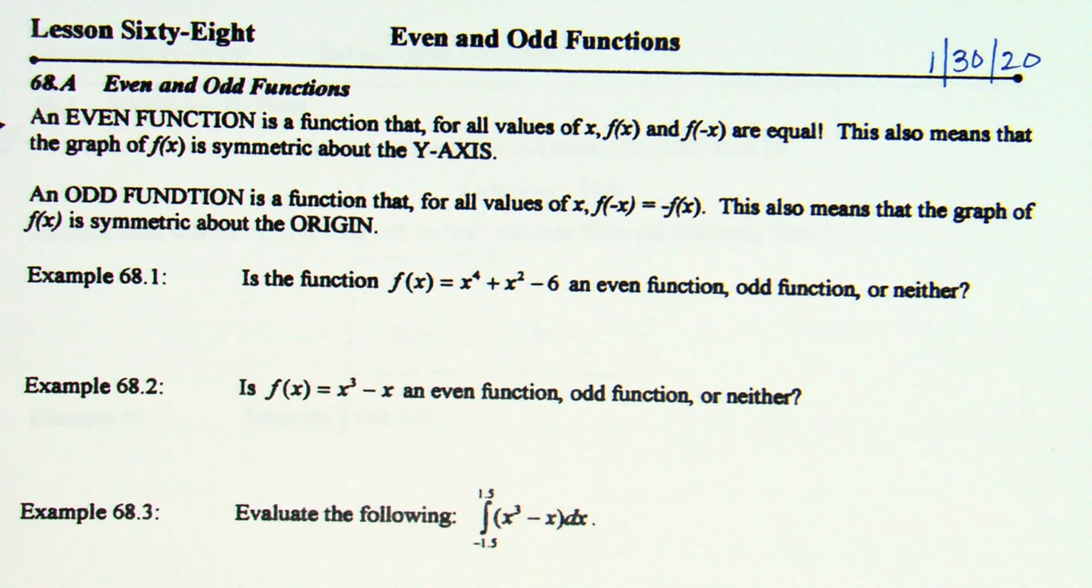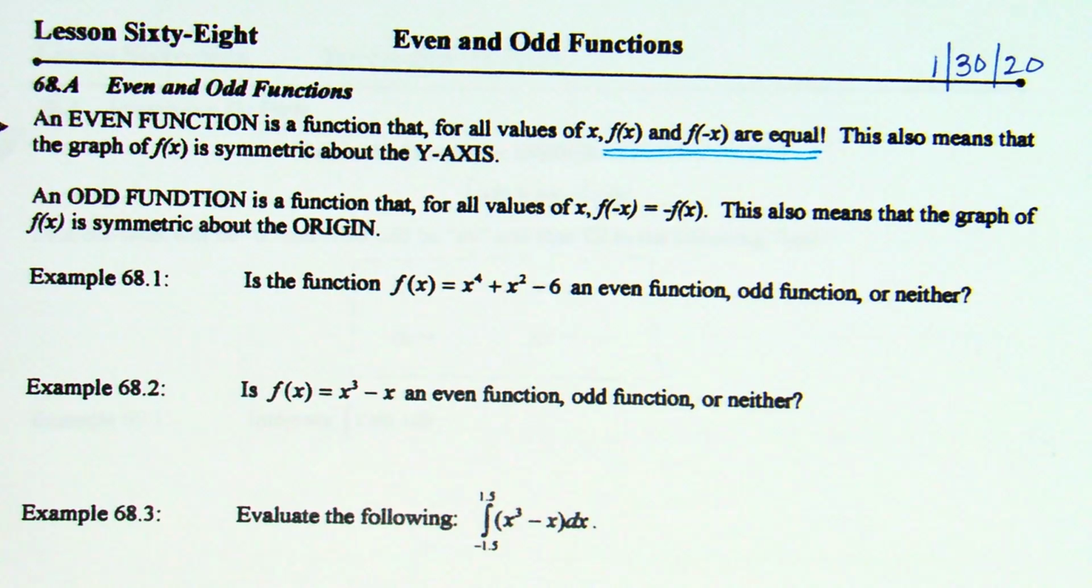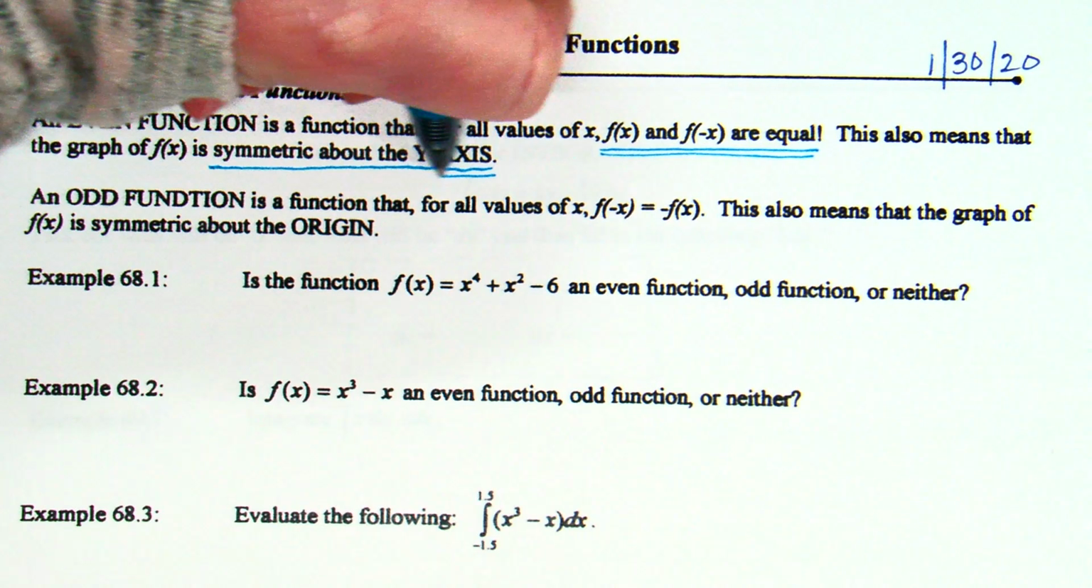So, even function. If you look up at the reminders and definitions here, an even function is a function that for all values of x, f of x and f of negative x are equal. So right there, that is the algebra version. If you're trying to figure out if a function is even, you want to find out if f of x and f of negative x are equal. It also says this means that the graph of f of x is symmetric about the y-axis. So that's the graphical version.